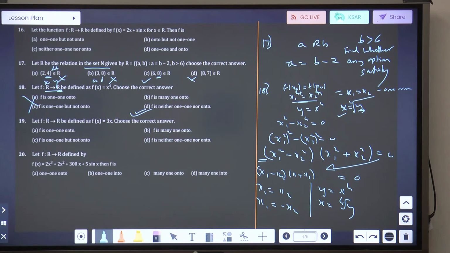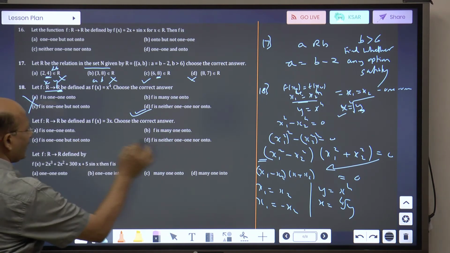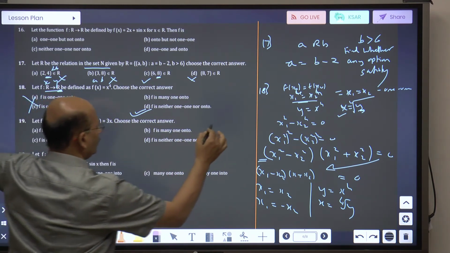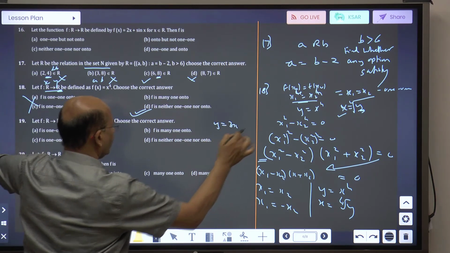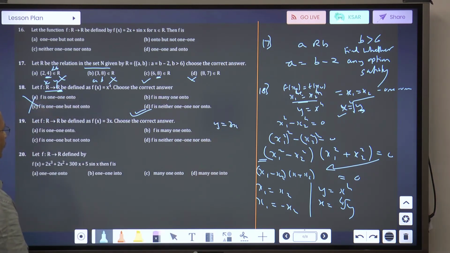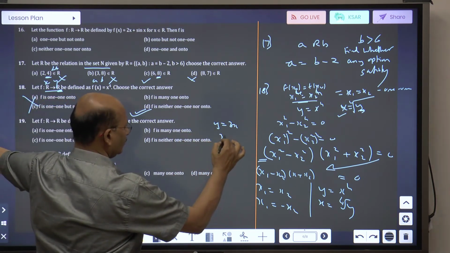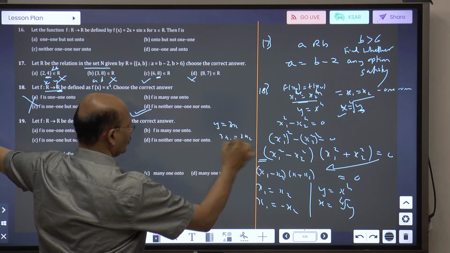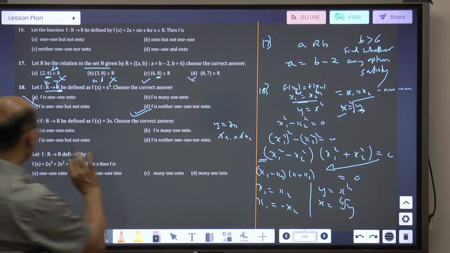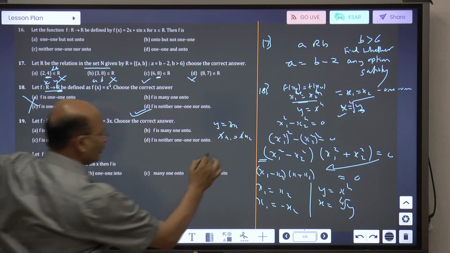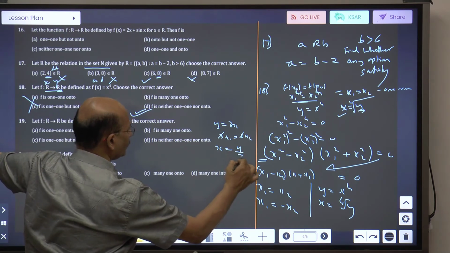Next one. This also we have done. Again, y is equal to 3x. So I'll just mention it here. So y is equal to 3x. So I think definitely it is 1-1. Why? Because 3x1 is equal to 3x2, cancel. So x1 is equal to x2, so 1-1 is done. For onto, I wrote x equals y upon 3.